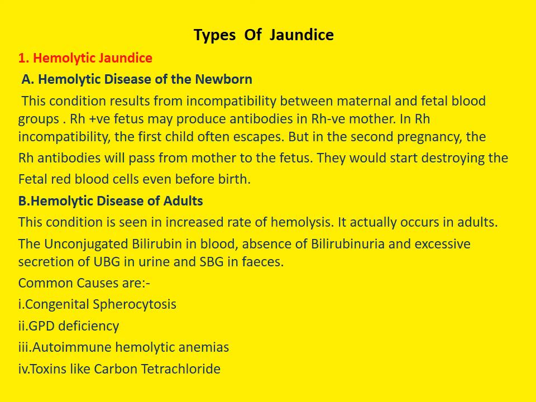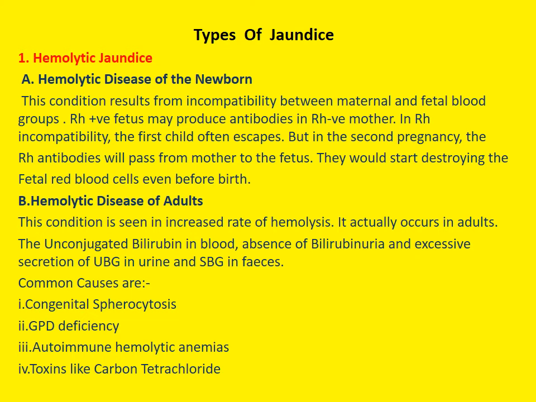There are many types of jaundice, but commonly we deal with three types of jaundice. That is hemolytic jaundice, hepatic jaundice, and obstructive jaundice. Okay, so first of all, we come to some points of hemolytic jaundice. Hemolytic jaundice, it may be in the newborn, it may be of adult type. Okay, hemolytic jaundice in newborn.